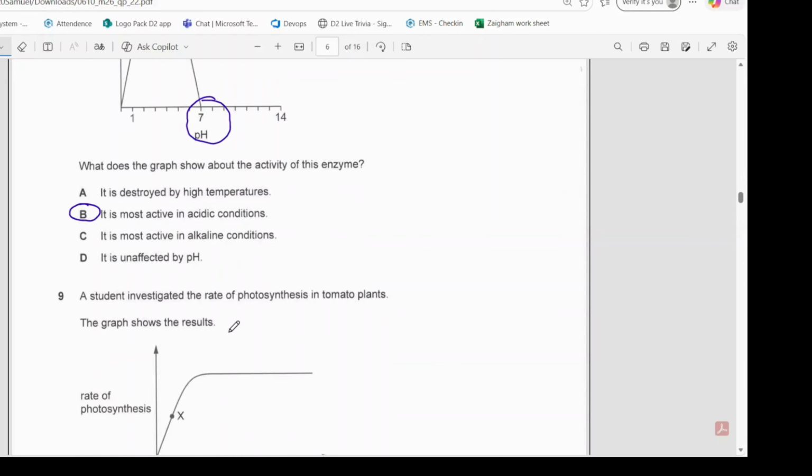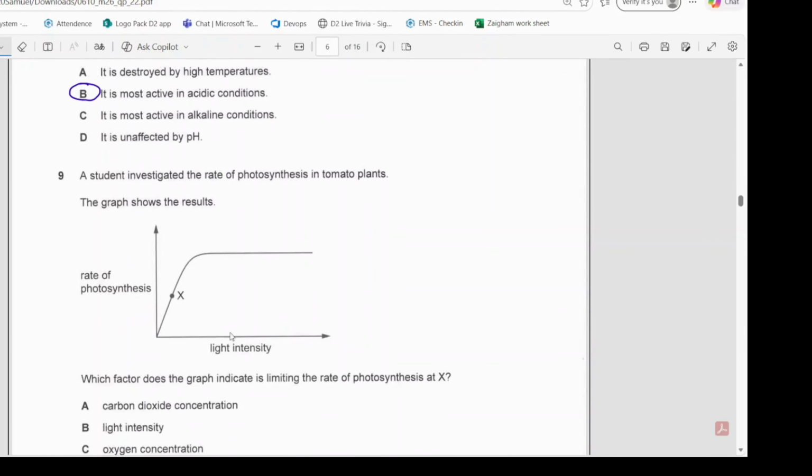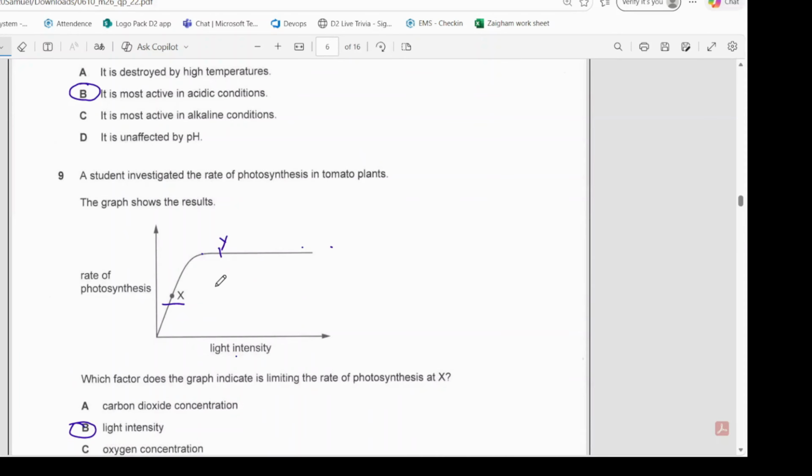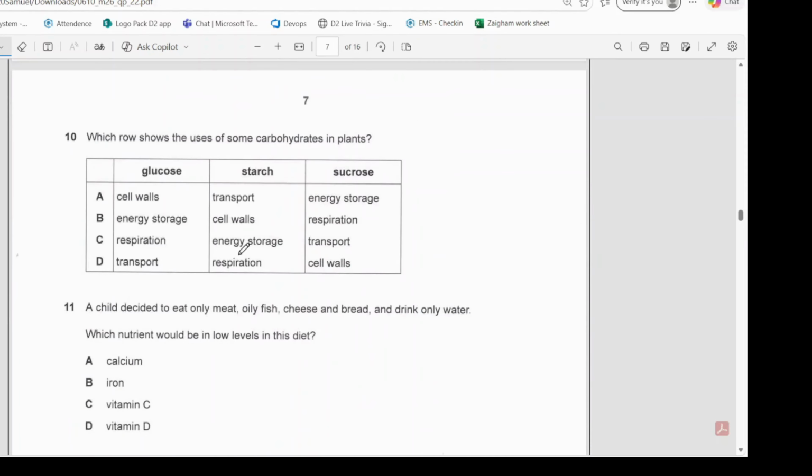A student investigated the rate of photosynthesis in tomato plants. With the increase in light, the rate of photosynthesis also increases, and there is a point X given. What is the limiting factor at X? Light intensity. If X is given at another point, then instead of light there might be some other factor. This is a repeated one. The enzyme MCQ was repeated many times, and this was as well. So there's a repetition.